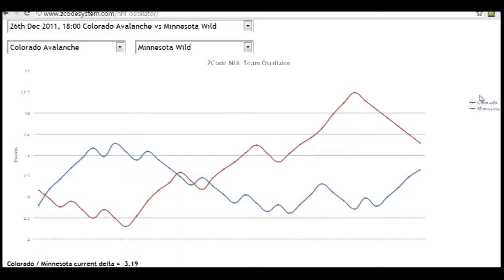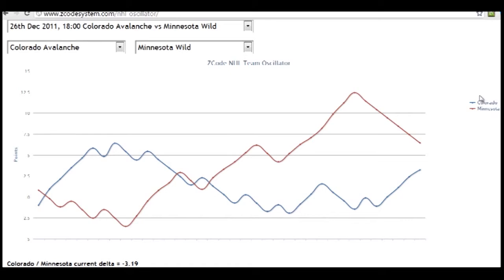Hi guys, it's Ron, and today I decided to record this video to show you how to use our new and incredible tool called the NHL Team Strength Oscillator by Zcodesystems.com. So what is it and how can it help you?